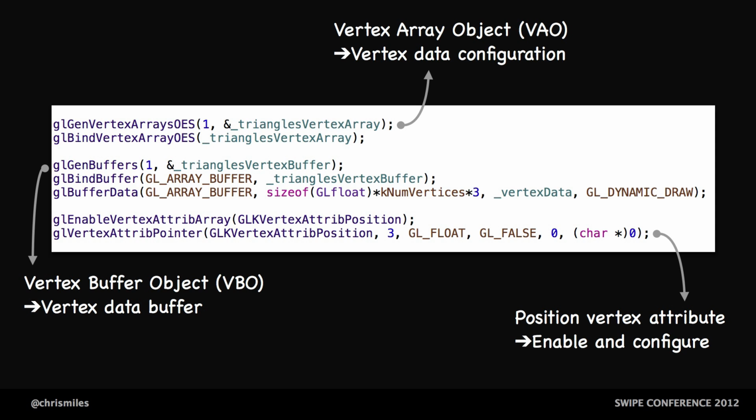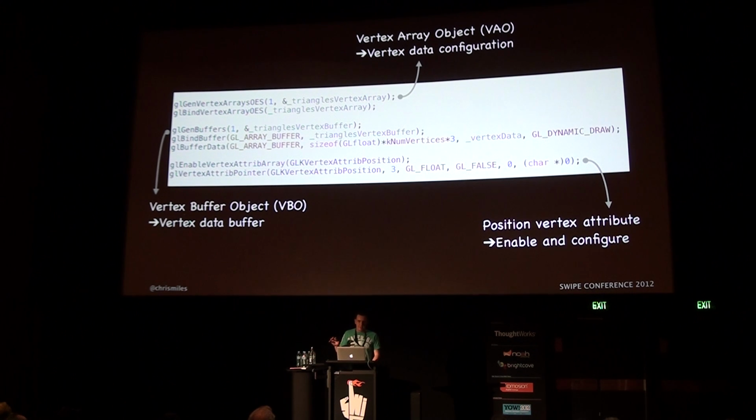So this gen and bind pattern we'll see fairly commonly in OpenGL, where we ask OpenGL to generate an identifier for a particular type of object. And these aren't NS objects, these are objects within the OpenGL system. And all we get back is the identifier. OpenGL will manage those objects for us. And when we want to use an object, we bind it and it becomes the active object for that type.